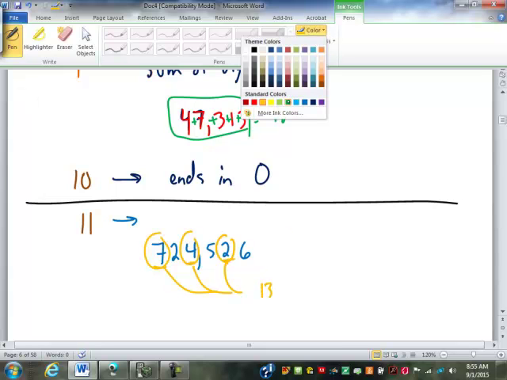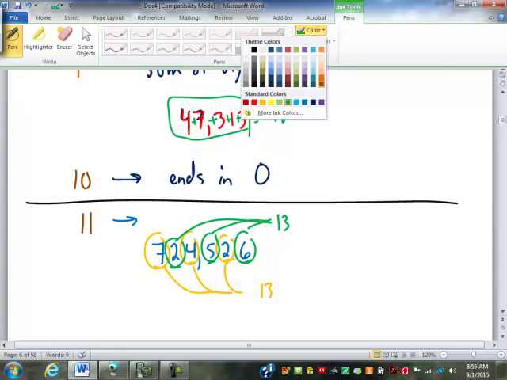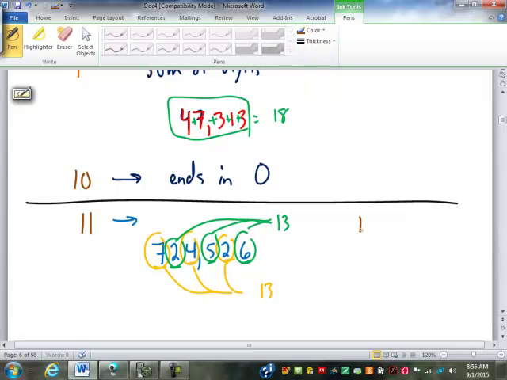Then we go back and take the remaining digits. 2, 5, and 6. Well, 2 plus 5 is 7 plus 6 is 13. So we get those two totals and we subtract them. Well, 13 minus 13 is 0. If that difference is either 0 or divisible by 11, this whole number is divisible by 11. So that's divisible by 11.